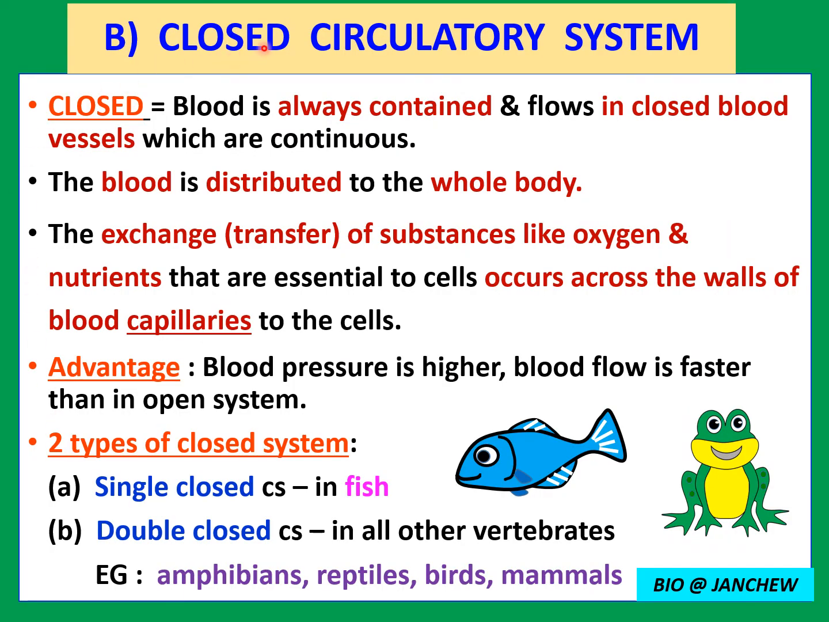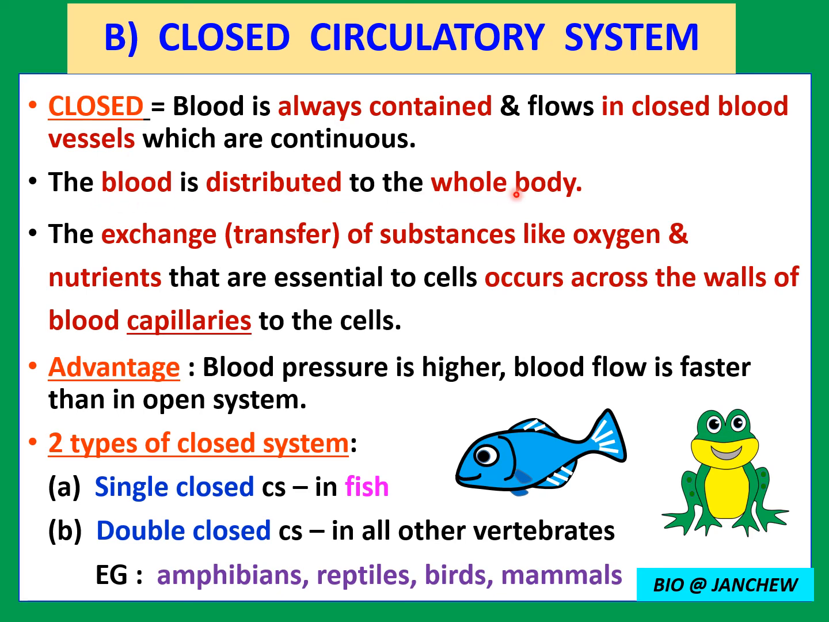So how about a closed circulatory system? A closed circulatory system, which is found in the vertebrates such as fish, amphibians, reptiles, birds, and mammals, is a system where the blood is always contained and flows in closed blood vessels, which are continuous. So closed blood vessels means that these vessels are not open-ended, do not have large holes where the whole blood will flow out, not like the hemolymph vessels. So the blood is distributed to the whole body.